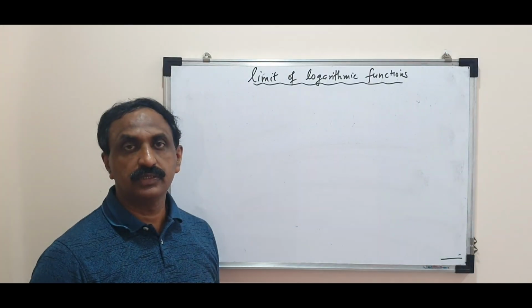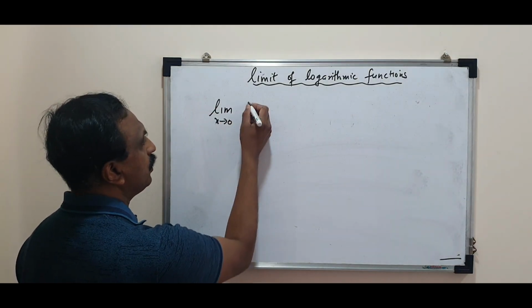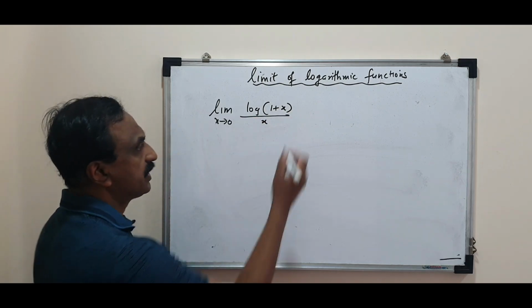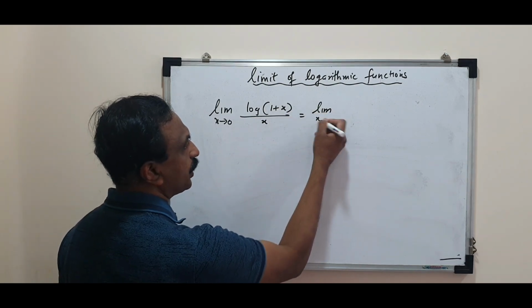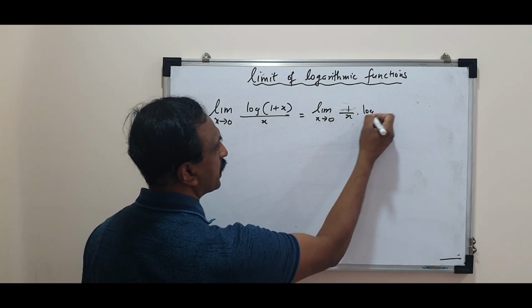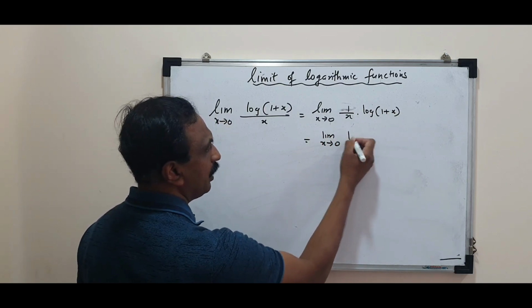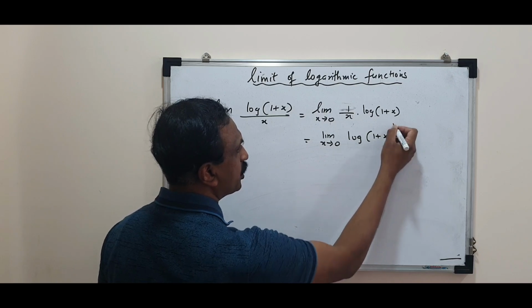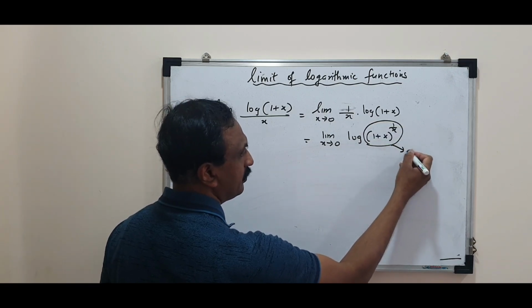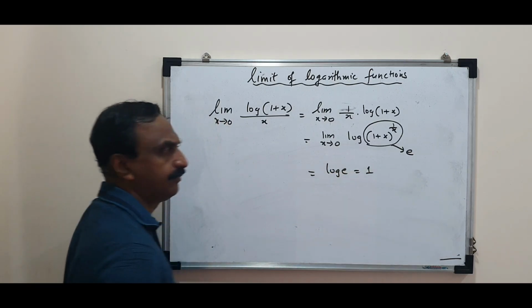Now we come to the limit of logarithmic function. Let's calculate limit x tending to 0, log of 1 plus x upon x. This is nothing but limit x tending to 0, log of, 1 by x into log of 1 plus x. This is nothing but limit x tending to 0, log of 1 plus x raised to 1 by x. And this happened to be e. So you are having log e as the answer, which is 1.